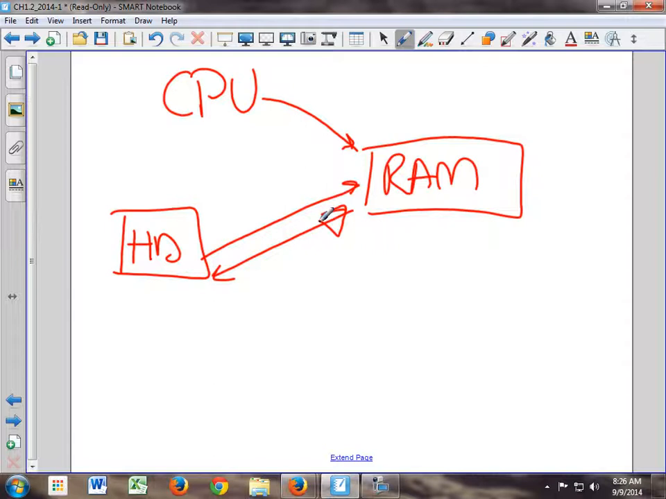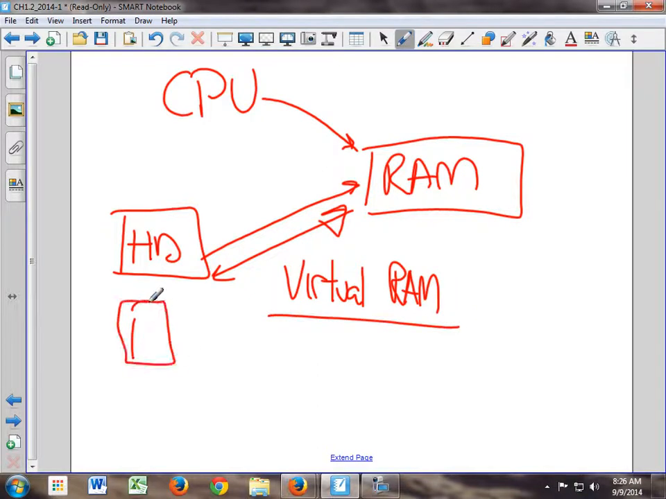And it does something also called virtual RAM, which is not RAM at all, but it's called virtual RAM. It takes a chunk of the hard drive and the RAM pretends that's RAM, and it just keeps swapping back and forth there and pretends that's memory. And the more that it has to use virtual RAM, the slower your PC runs.